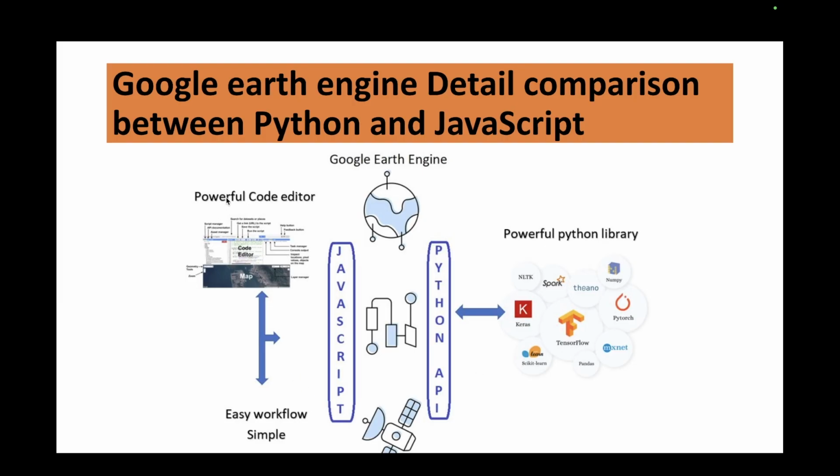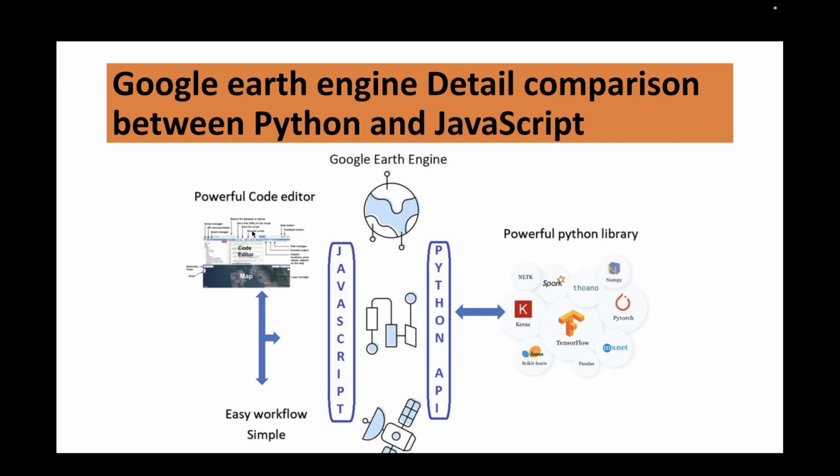In the code editor, we can only apply built-in machine learning. But in Python, we can create our own machine learning method and apply it with Google Earth Engine. So this is the main reason. It provides you a lot of powerful Python libraries.